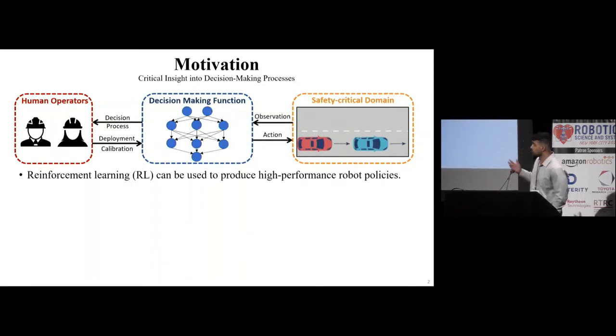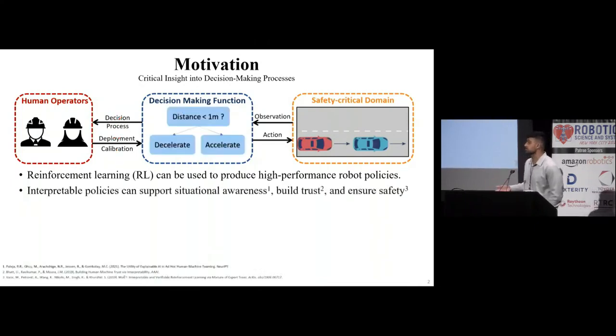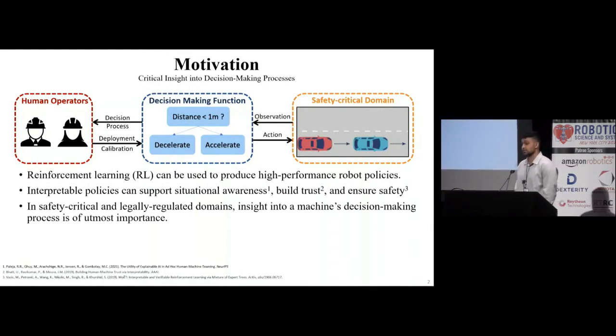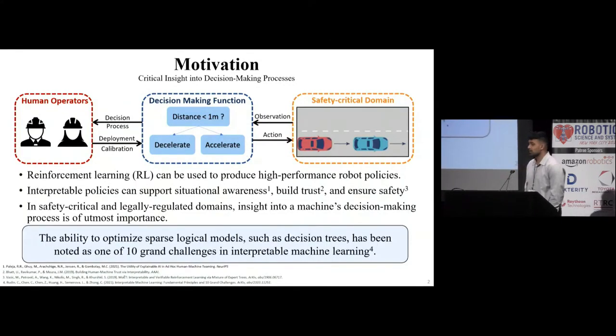In prior works, reinforcement learning with black box models has been used to produce such policies. However, this does not permit inspection by human operators, and it is difficult to verify such a model. It is instead better to utilize white box approaches that permit insight into the decision-making model. Specifically, interpretable models, i.e. those that provide a transparent global representation of a policy's behavior, can be used to support situational awareness, build trust, and ensure safety. This insight is required in safety-critical and legally regulated domains. However, the ability to optimize sparse logical models, such as decision trees, has been noted by Rudin et al. as one of 10 grand challenges in interpretable machine learning.